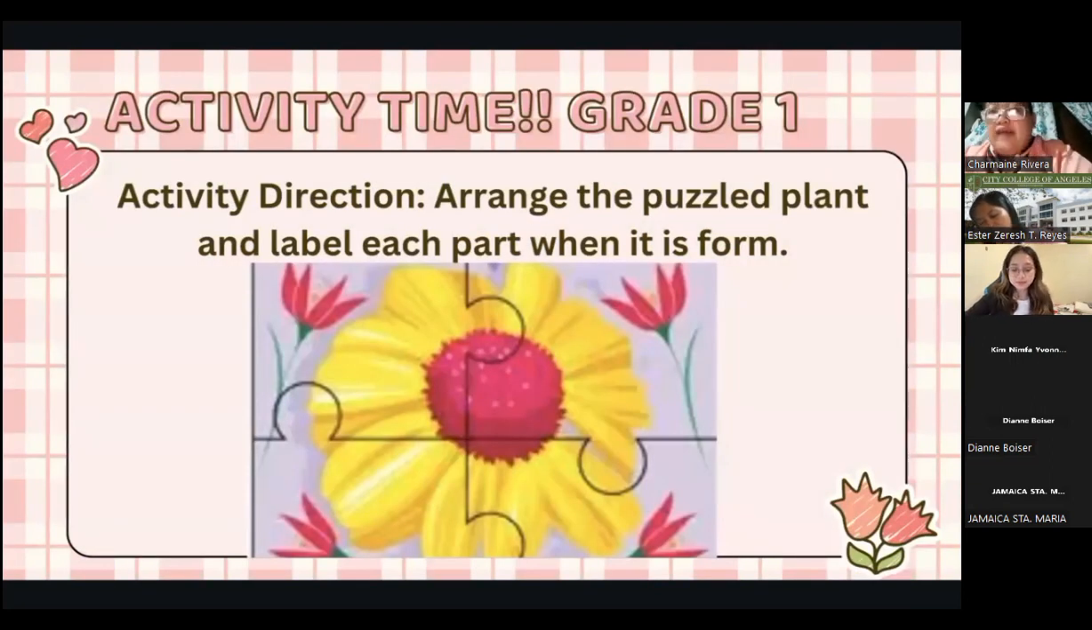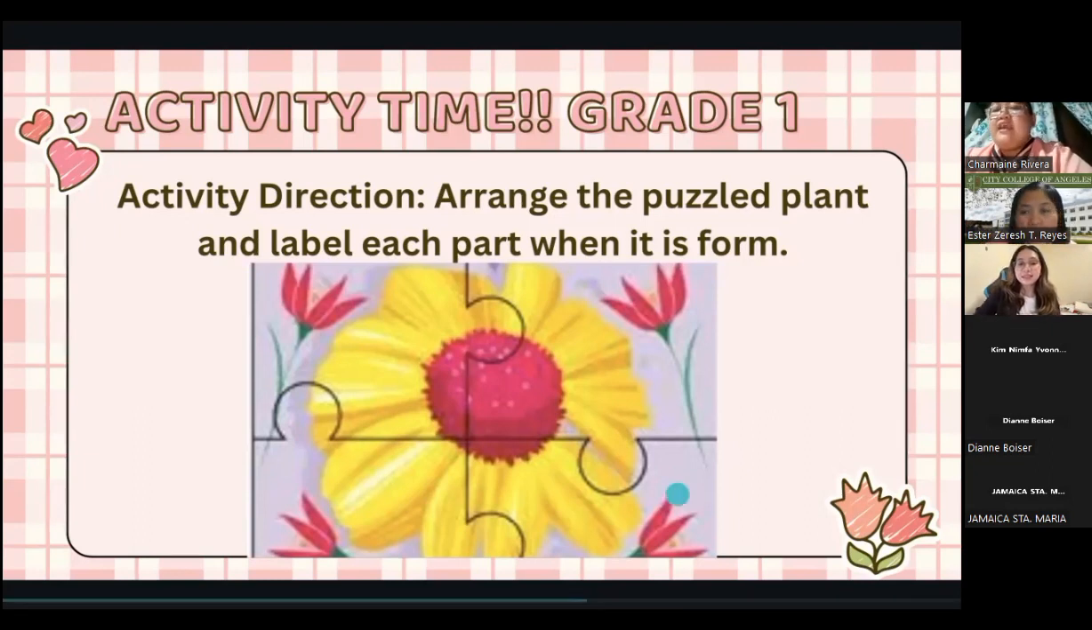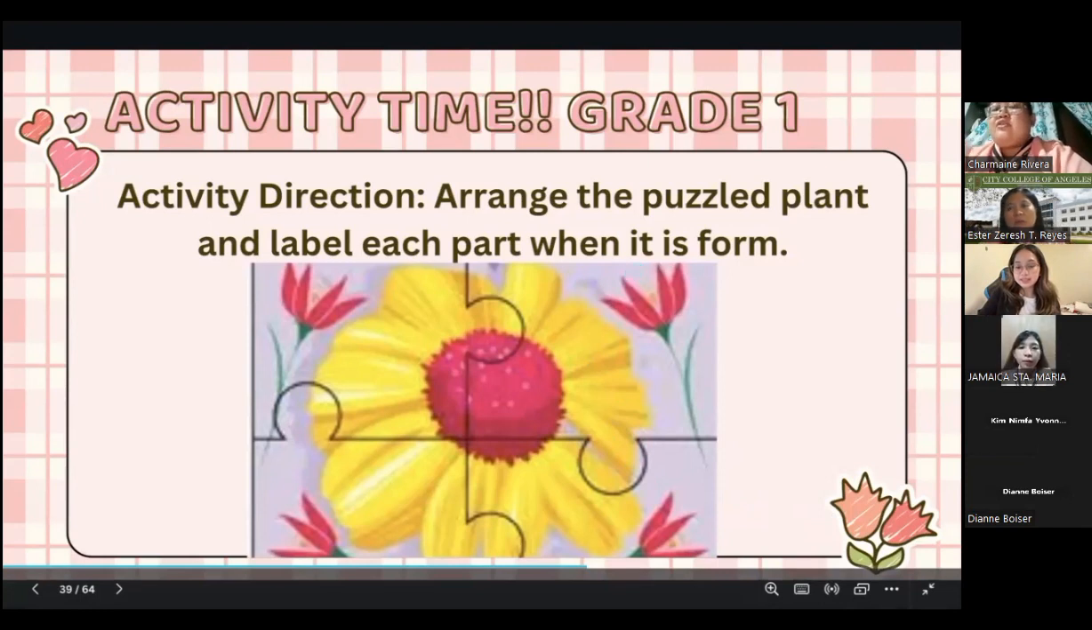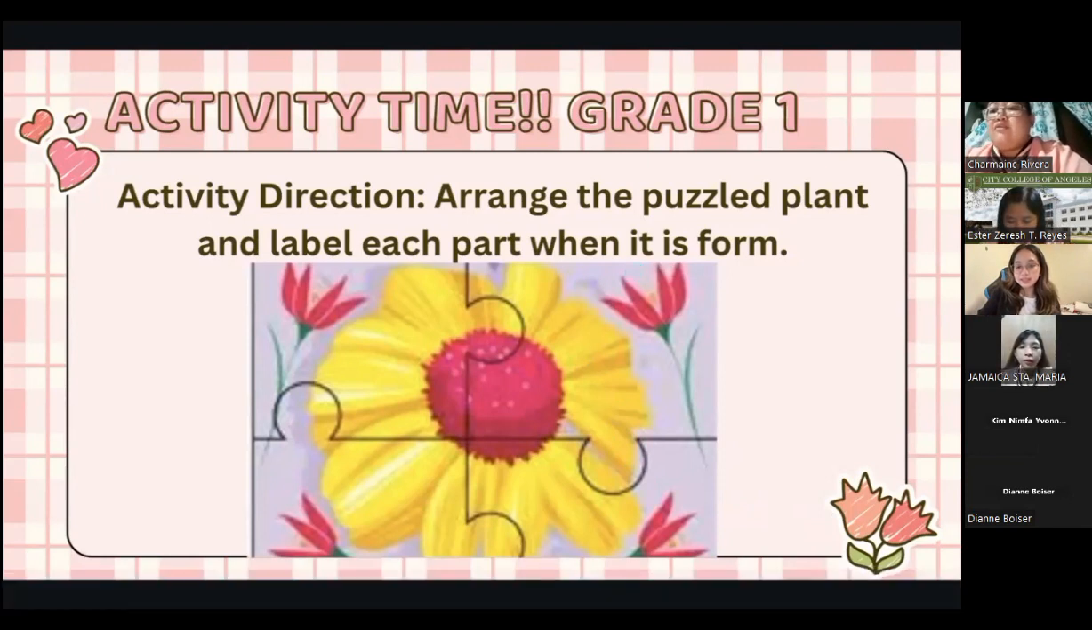For the grade 1, your activity is arrange the puzzle plant and label each part when it is formed. Are you finished, grade 1? Okay. If you're finished, you are going to send it to me on our Google Classroom. Take note, you will send this activity later after our class, okay?